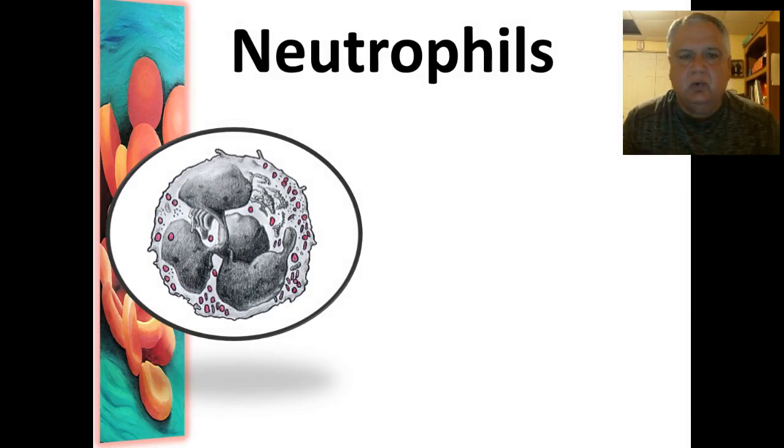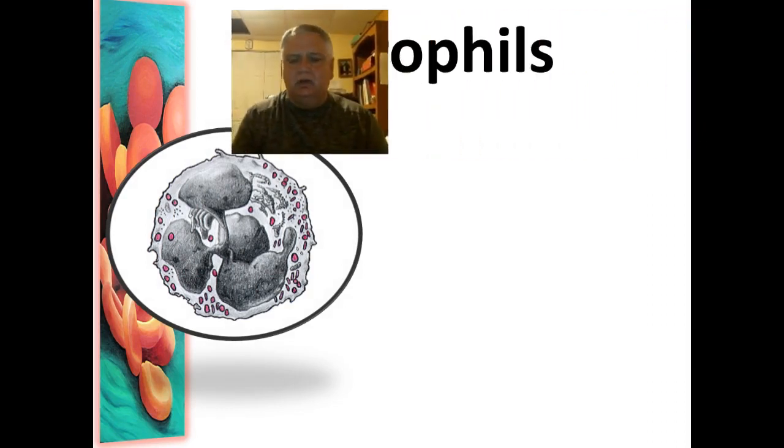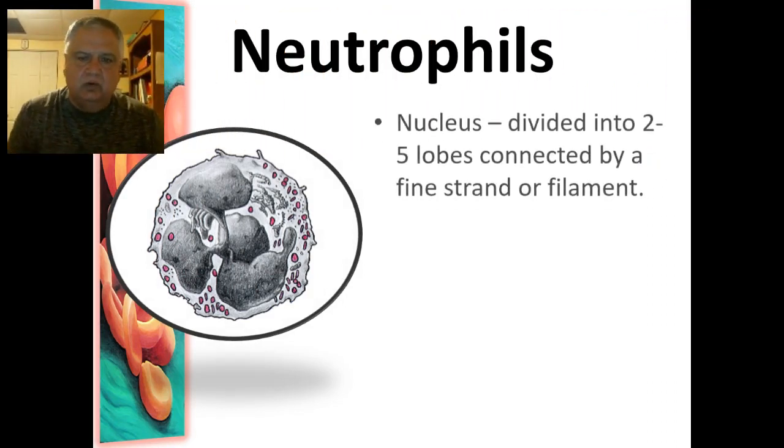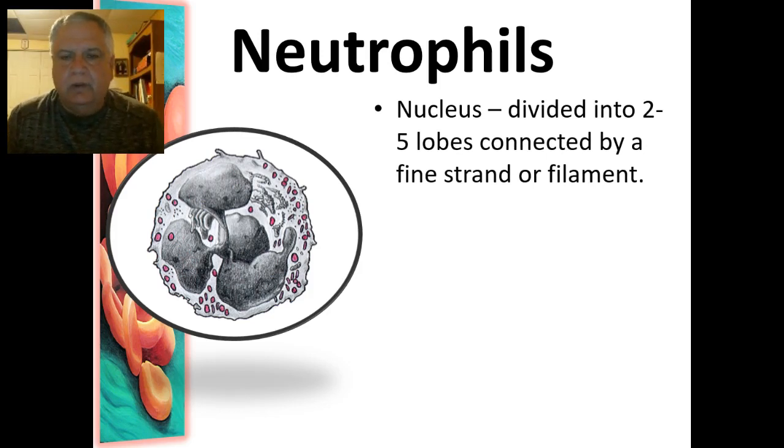So let's take a look at each one of these. Let's begin with the granulocytes, and our first granulocyte is the neutrophil. Now, white blood cells, unlike red blood cells, do have a nucleus present within them. However, the nucleus is a little structurally different from one type to another. So when we take a look at neutrophils, the nucleus can be divided in anywhere from 2 to 5 lobes, and those lobes are connected by a fine strand or a filament.